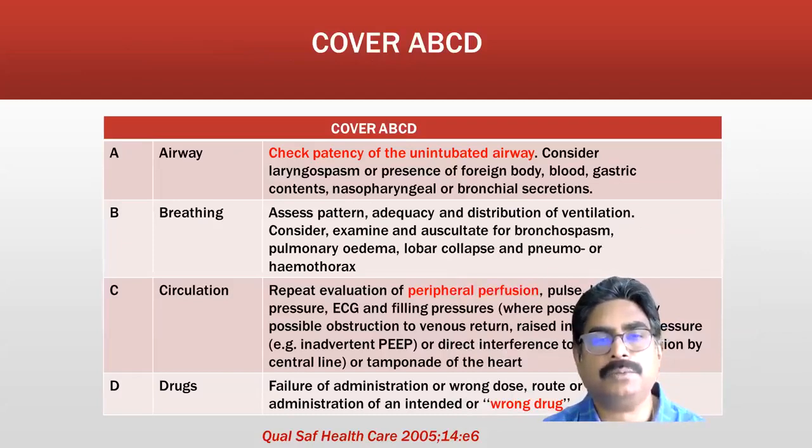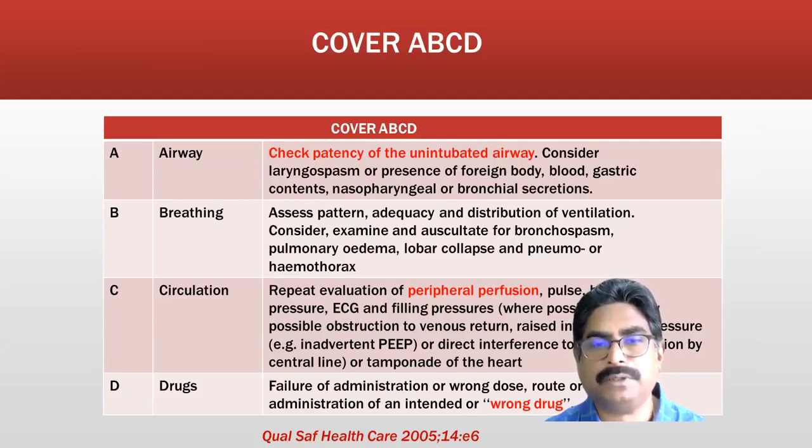Now come to the ABCD. A, check the airway pattern. In an independent airway, you consider the presence of laryngeal spasm, foreign body, blood, gastric contents obstructing the airway, nasopharyngeal or bronchial secretions causing the obstruction. Breathing. Assess the breathing pattern and adequacy of distribution of ventilation. And examine, auscultate over the chest for any bronchospasm or pulmonary edema, lobar collapse, pneumothorax or hemothorax.